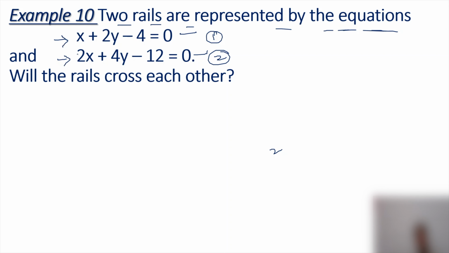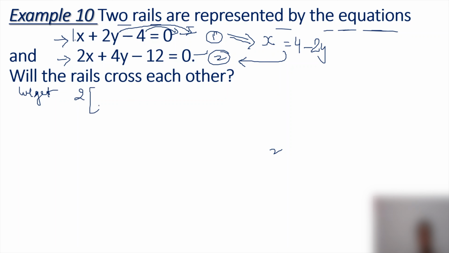From equation number 1, as it has a coefficient 1, we will find the value of variable x. From equation 1, we can write x is equal to 4 minus 2y, as the 4 will transpose to make it plus 4 and the 2y will become minus 2y. Now we'll put this value of x in equation number 2, because we got it from equation 1.